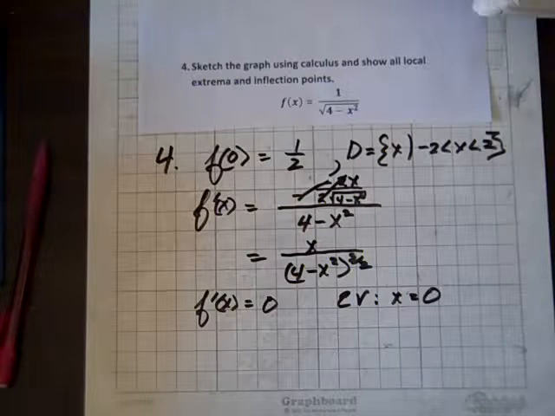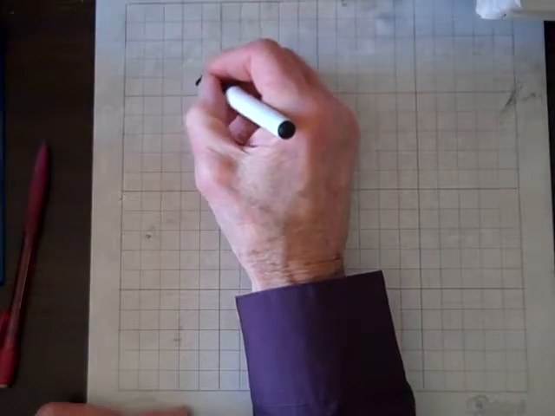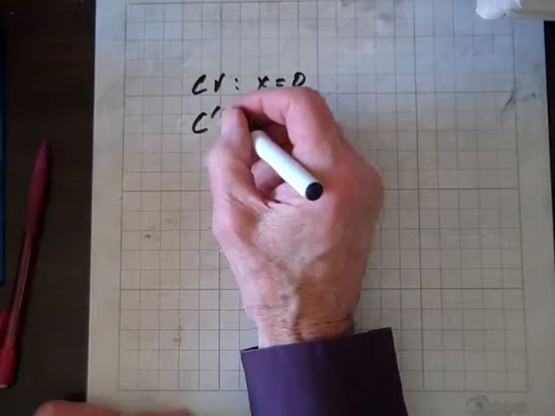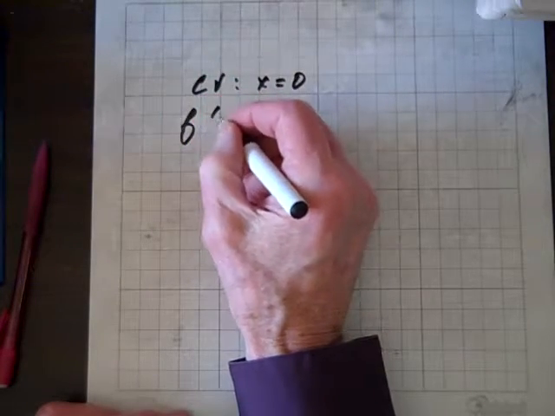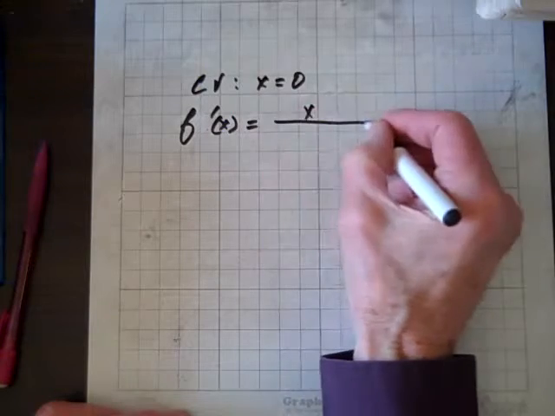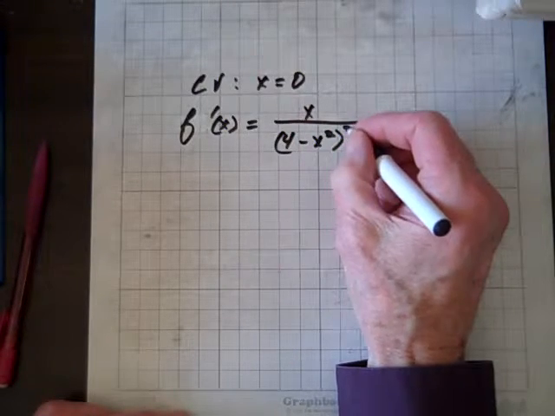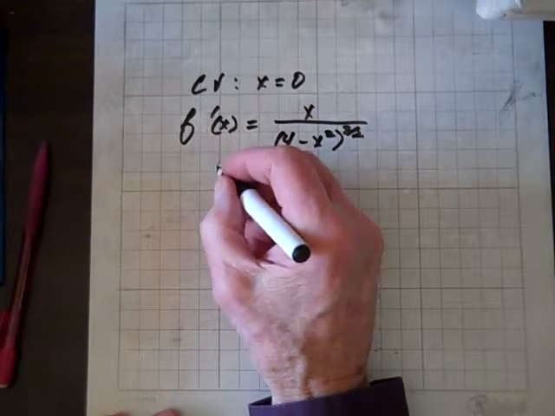Now let's do another graph, or a graph of that. And so we've got a critical value at x equals 0, and f prime of x equals x over 4 minus x squared to the 3/2. Now let's graph that.